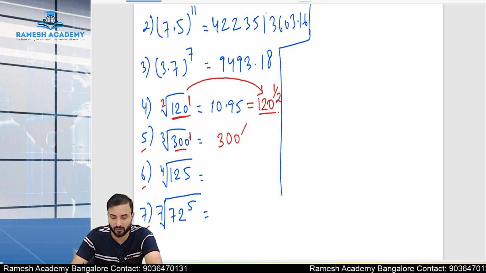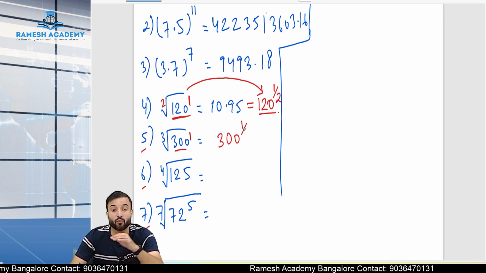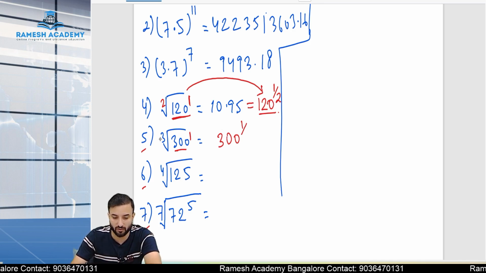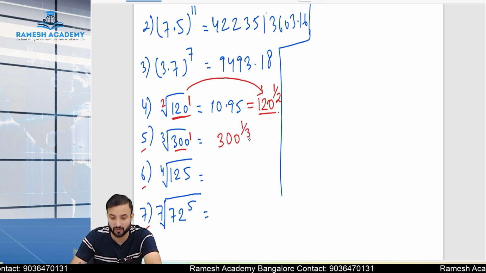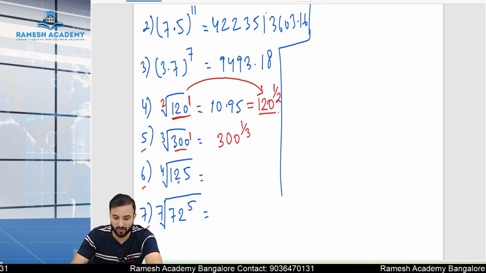So here the power is 1, divided by, in the denominator we have to write the root. So what is the root? Cube root. Cube root means the third root. So 300 power 1 by 3. We will write the same for this.